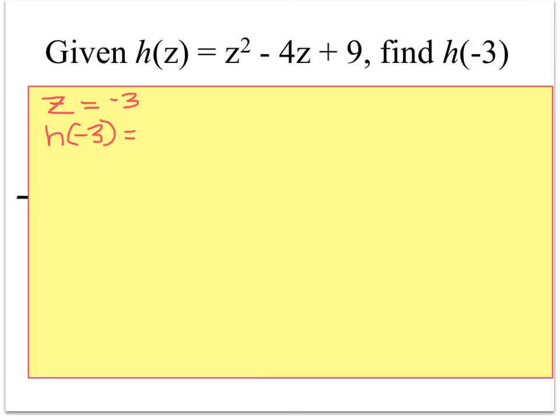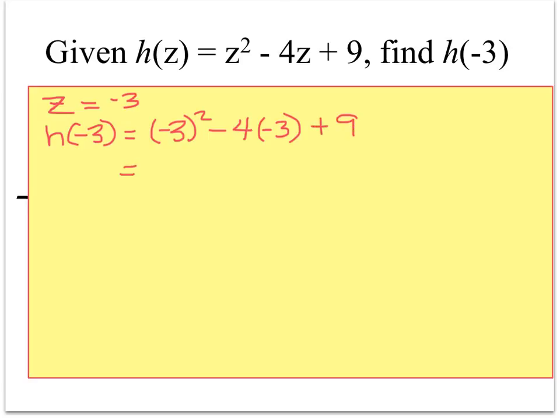So that means anywhere where there's a z, we just change it. Remember, that's the name of the function. That's the input. So now our input is negative 3. So we're going to write it out. We're going to have negative 3 squared minus 4 times negative 3, replacing all the z's with negative 3, plus 9.